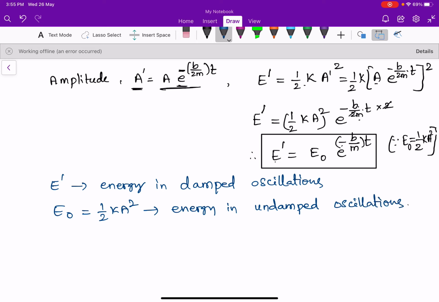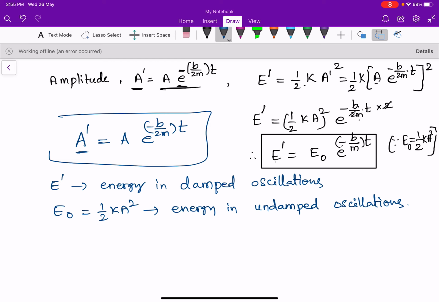And we have gotten an expression for amplitude A dash in damped harmonic oscillations, equal to A, the amplitude in case of undamped oscillations, into e power minus b by 2m into t. When we observe both amplitude and energy, the amplitude decreases exponentially; the negative sign indicates it decreases exponentially with respect to time. The energy of the simple harmonic oscillator also decreases exponentially with respect to time when damping is present.